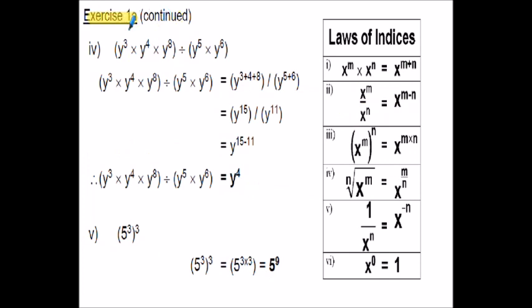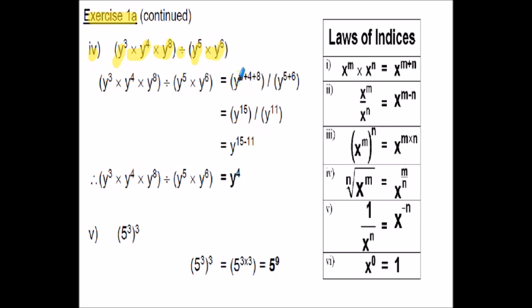Exercise 1A continued, part 4 here. This time we're given y cubed multiplied by y to the 4 multiplied by y to the 8. That's all divided by y to the 5 times y to the 6. There's several ways of tackling this, but what I'm going to do is simplify inside the brackets using the first law and then use the second law to divide the brackets.